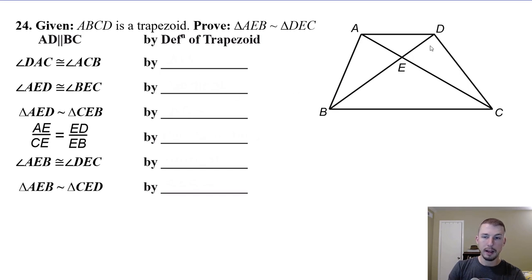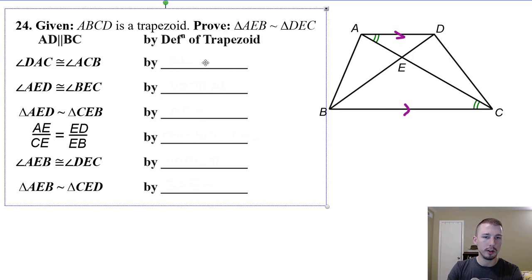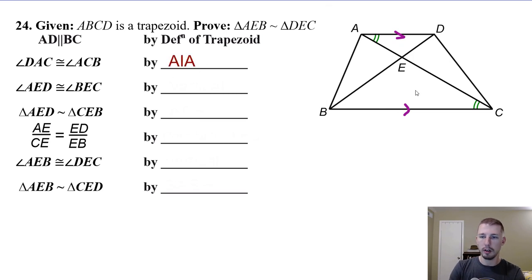All right, so we have angle DAC. DAC is this thing right here. It is congruent to angle ACB. Okay, those are congruent. Why? Well, if this is a trapezoid, that means I know that these lines are parallel to each other. So those are what kind of angles? Angle pairs of alternate interior, right? So those are our alternate interior angles, so they're congruent.